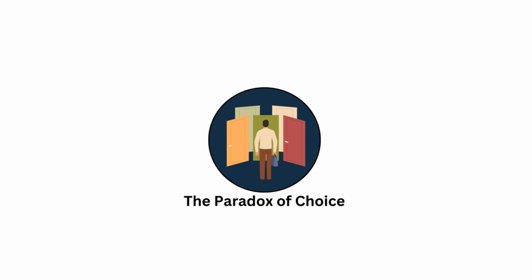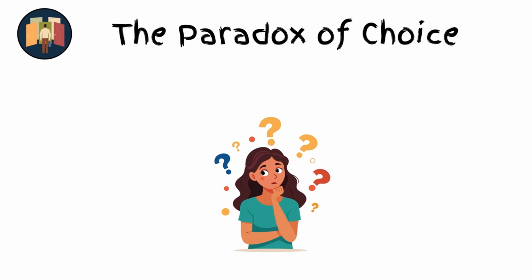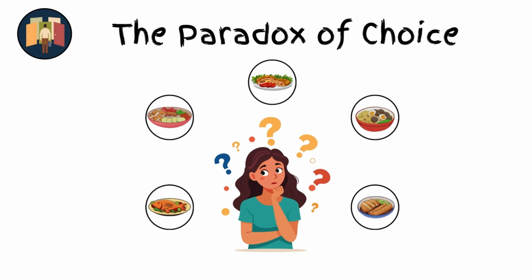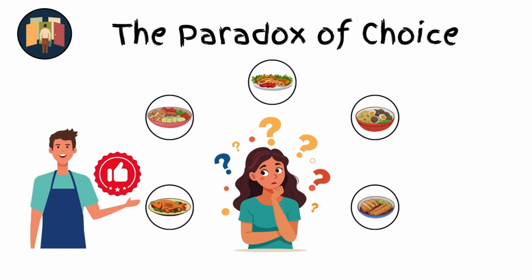The paradox of choice. The paradox of choice happens when having too many options makes decision-making more difficult. For example, browsing a menu with 50 dishes can feel overwhelming. To combat this, limit the number of options for yourself or others. If you're selling something, highlight a top recommendation to make decision-making easier.